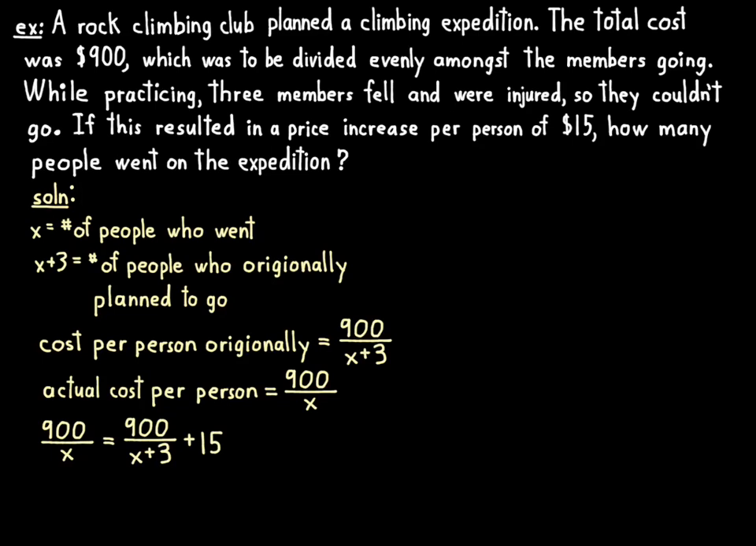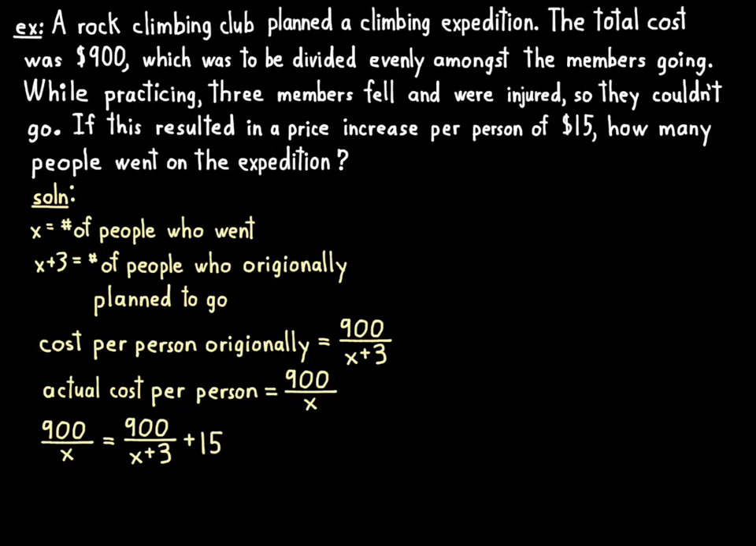I figure out which one's the smaller number. The smaller price is the one with more people going. So that's 900 over x plus 3. And the larger one is the 900 over x. So I have to add 15 to the smaller one. That was my reasoning. Okay.